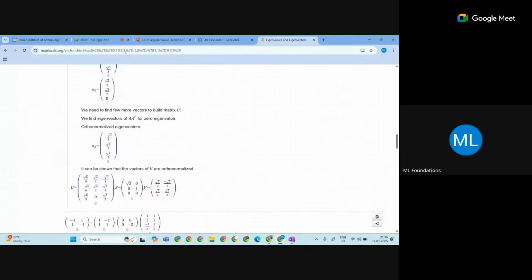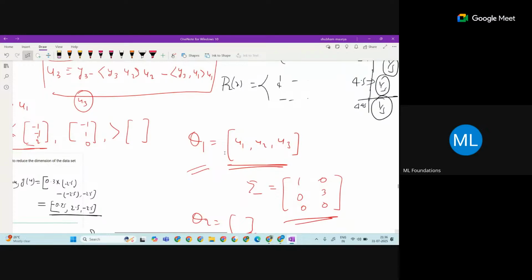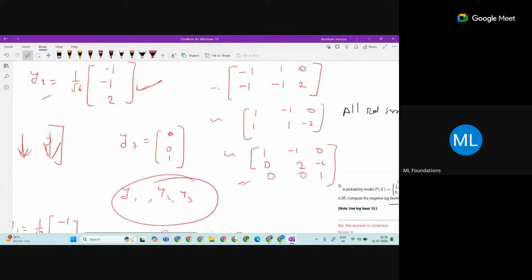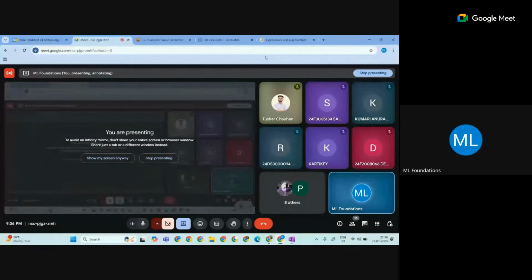Am I audible? Okay. Yes. So this is what it is. So many steps are there, and slowly we reach the correct answer. You can match it here.